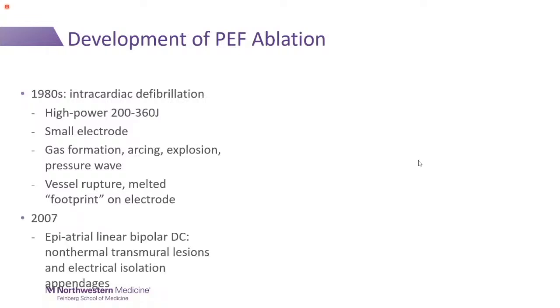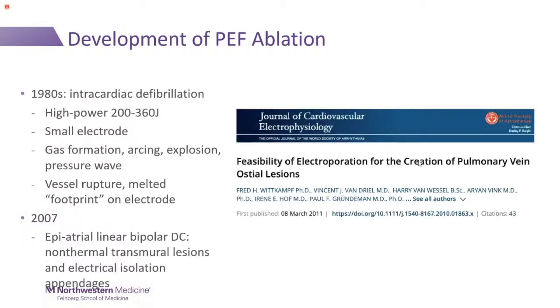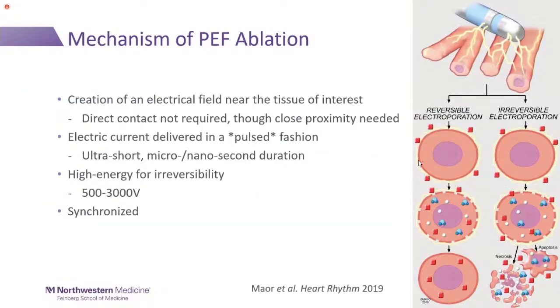In 2007, though, the technology was refined, and it was shown that epicardial pulse field ablation was effective in isolating the appendages. This is a very early study then in 2011 looking at pulmonary vein isolation, which is the application we're looking at today. So how does it work?